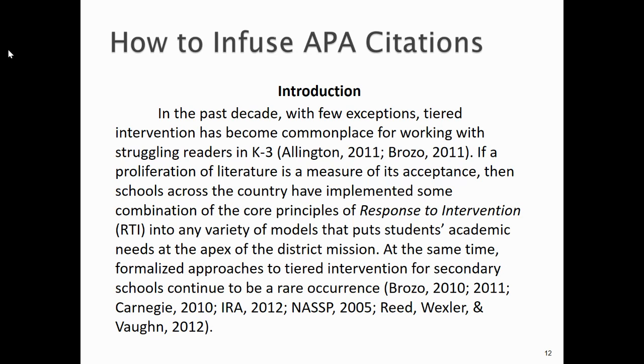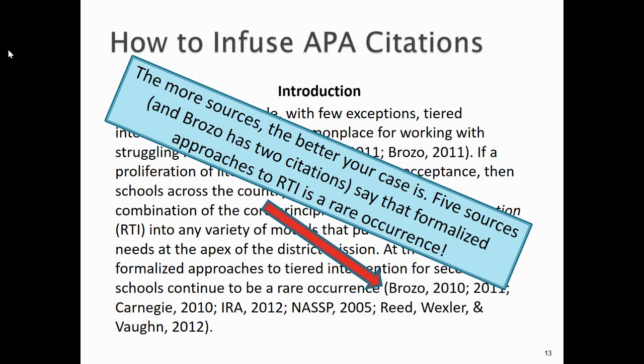The reason I've given you this introduction here is look at the very last sentence. There are 5 citations. So when you are reading, the more people that say the same thing, the better your argument.